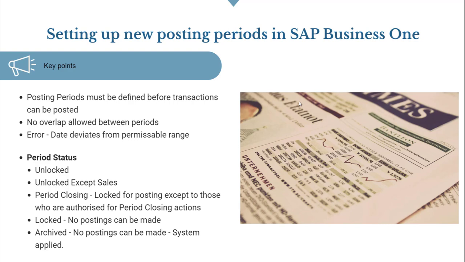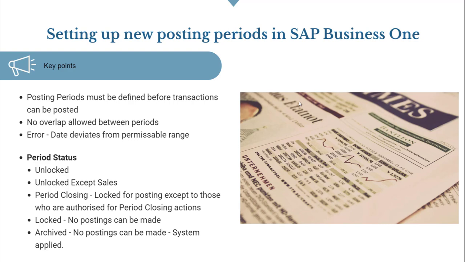Now, there is another status there called archived, and this is applied by the system. So when your data is more than 2 years old, you have the option of archiving it. And if you run the archiving tool and archive the data, then those periods will be archived and no more postings can be made to those periods.